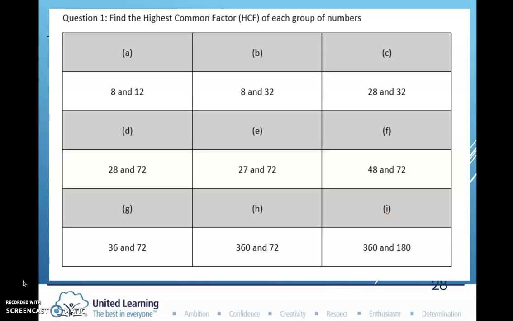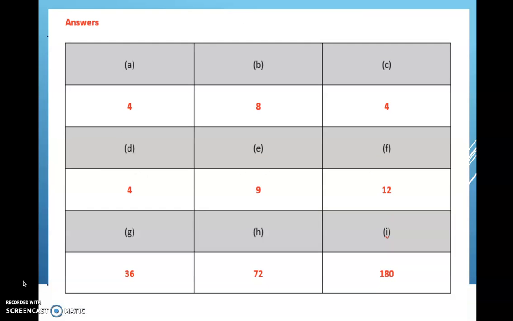So if you can pause the video for me now and work through these problems for the next 10 minutes. Here are your answers. Make sure you're marking them with a green pen. Well done for any that you got right.